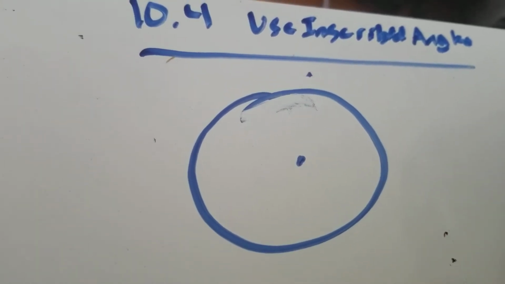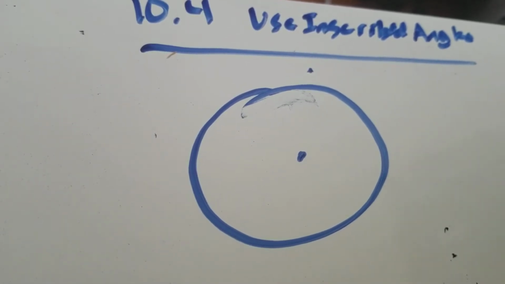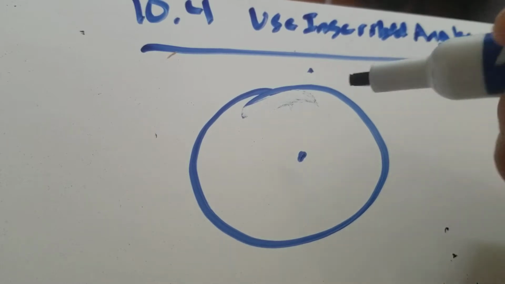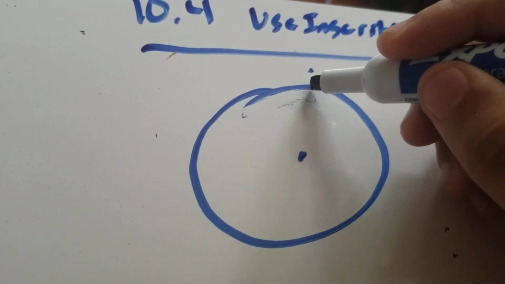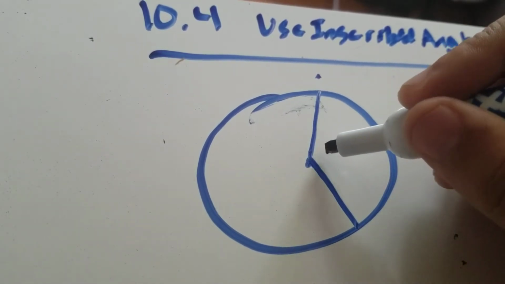Hey there, geometry. Today we're going to do 10.4, use inscribed angles and polygons. So first, let's just talk about something. What we've been dealing with this whole time are central angles. So what are central angles? Angles that come from the center.